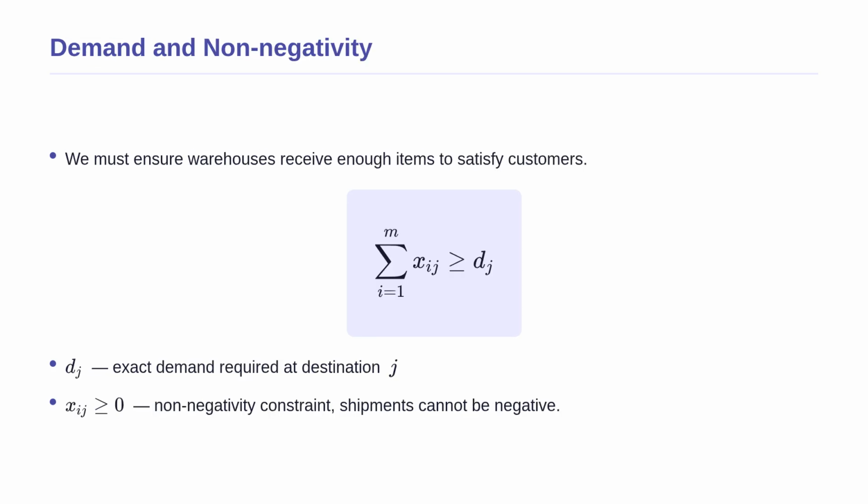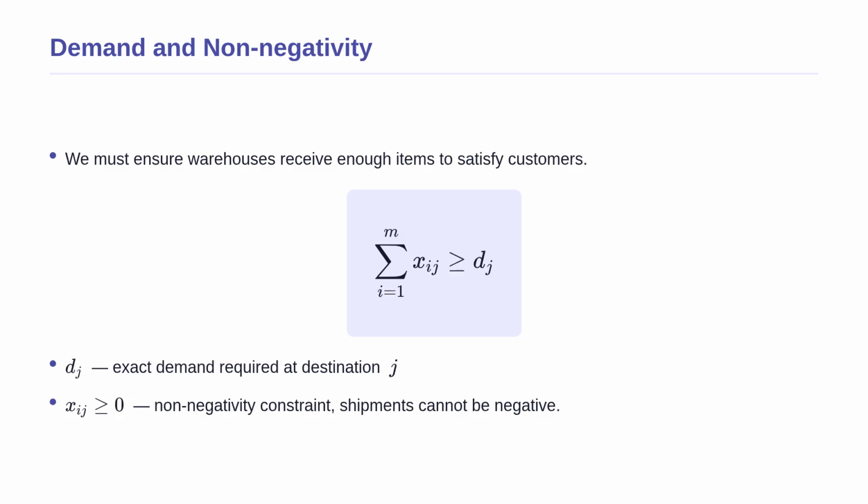Just as we have limits on supply, we also have strict requirements for demand. This set of equations represents the demand constraints at our warehouses. The symbol DJ stands for the exact demand required at destination J. The summation adds up all the items arriving at that specific destination from all possible sources. The inequality ensures that the total shipments arriving are at least enough to meet local demand.